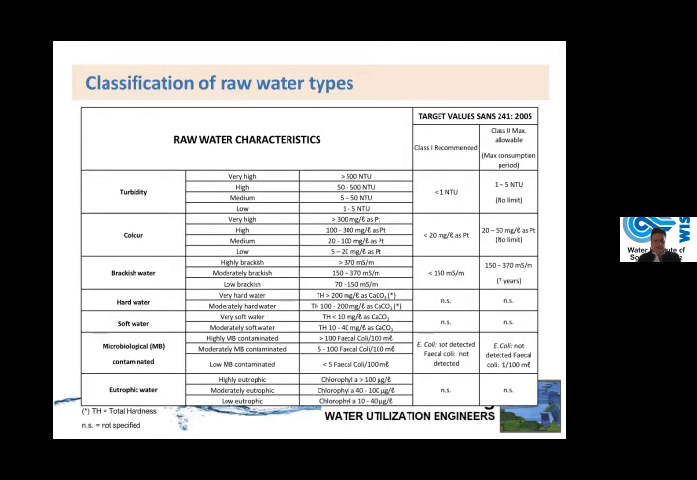So what we did in the manual to assist with selecting of treatment processes, I just need to watch the time as well, is to group them. For instance, if you have a look at turbidity at the top, you can classify it as very high turbidity, higher than 500 NTU, high turbidity between 50 and 500, medium turbidity, and low turbidity. The reason why we do this classification of all the various quality parameters is because that really dictates what sort of treatment process you're going to use.